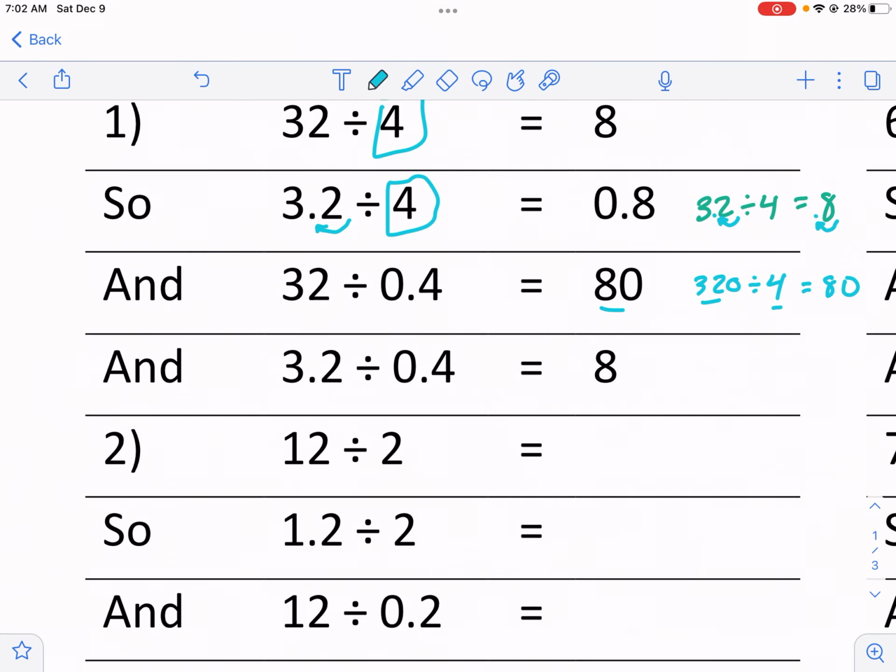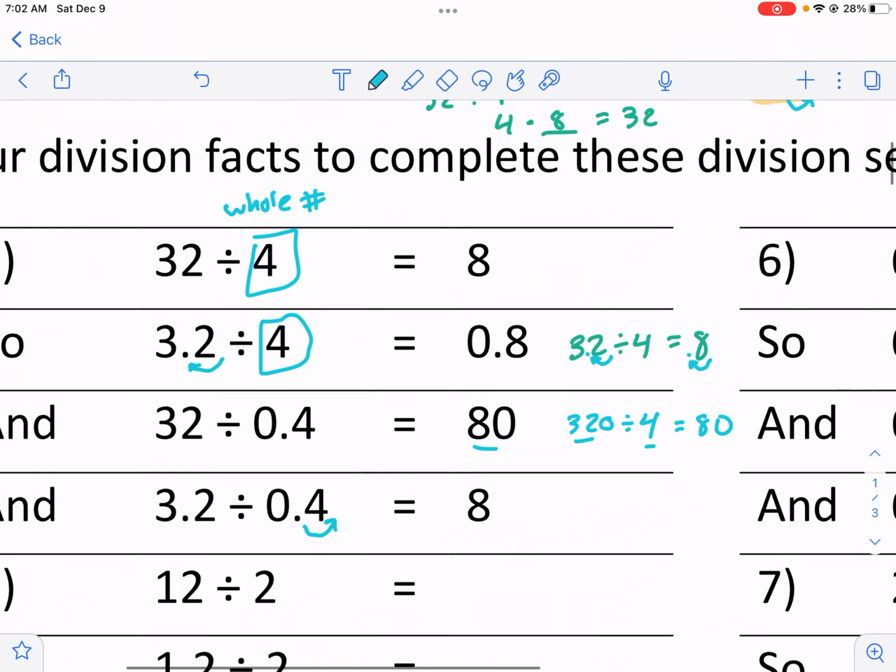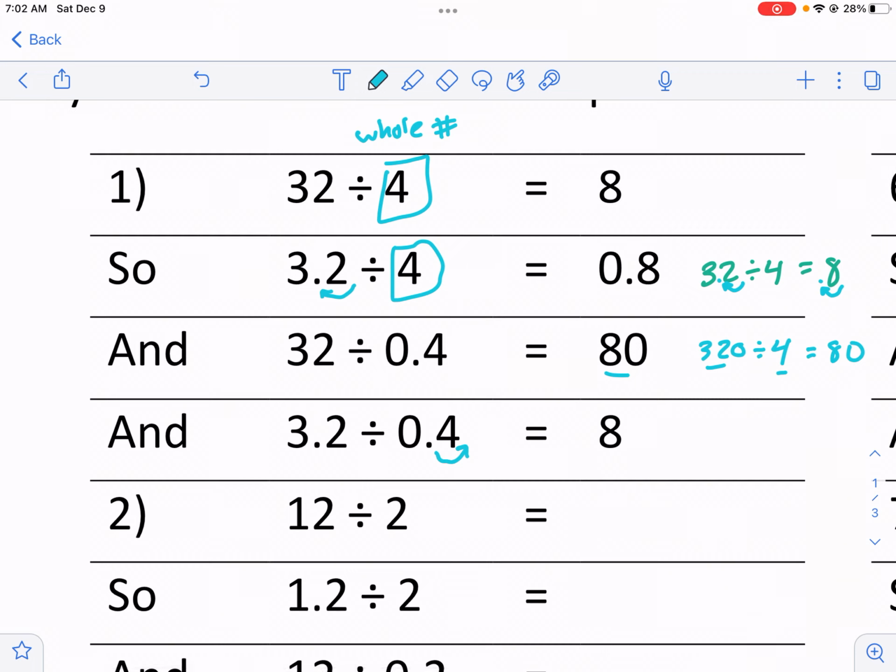Now, moving on to another problem. We have 3.2 divided by 0.4. This one I think is a little bit easier because we have to move this divisor decimal over, just like we did up here with 32, where we moved that decimal over and filled in the 0, making 320. We're going to move this one over too, but this one is easier to see because we don't have to fill in that 0. So this becomes 32 divided by 4, and that's just 8, and we know that.